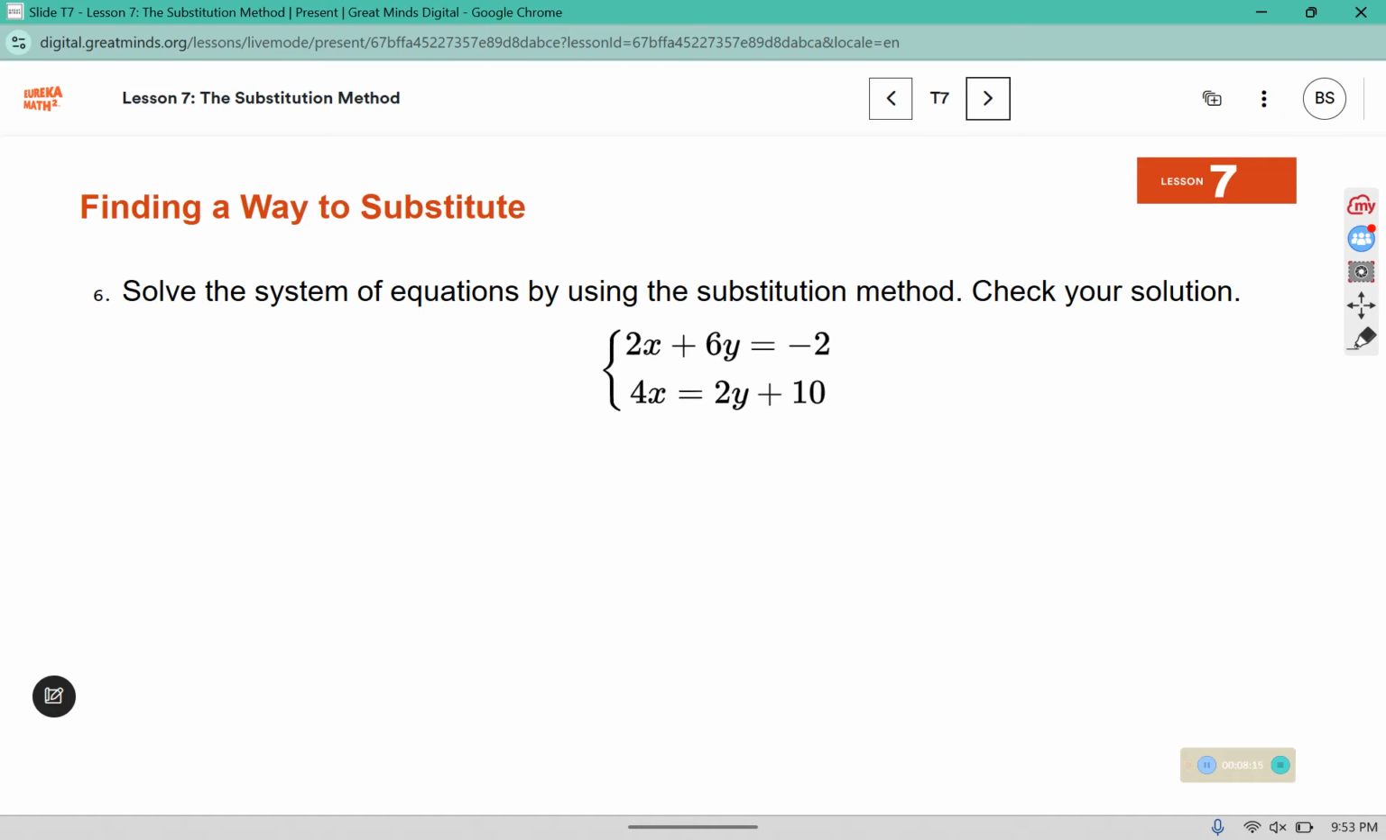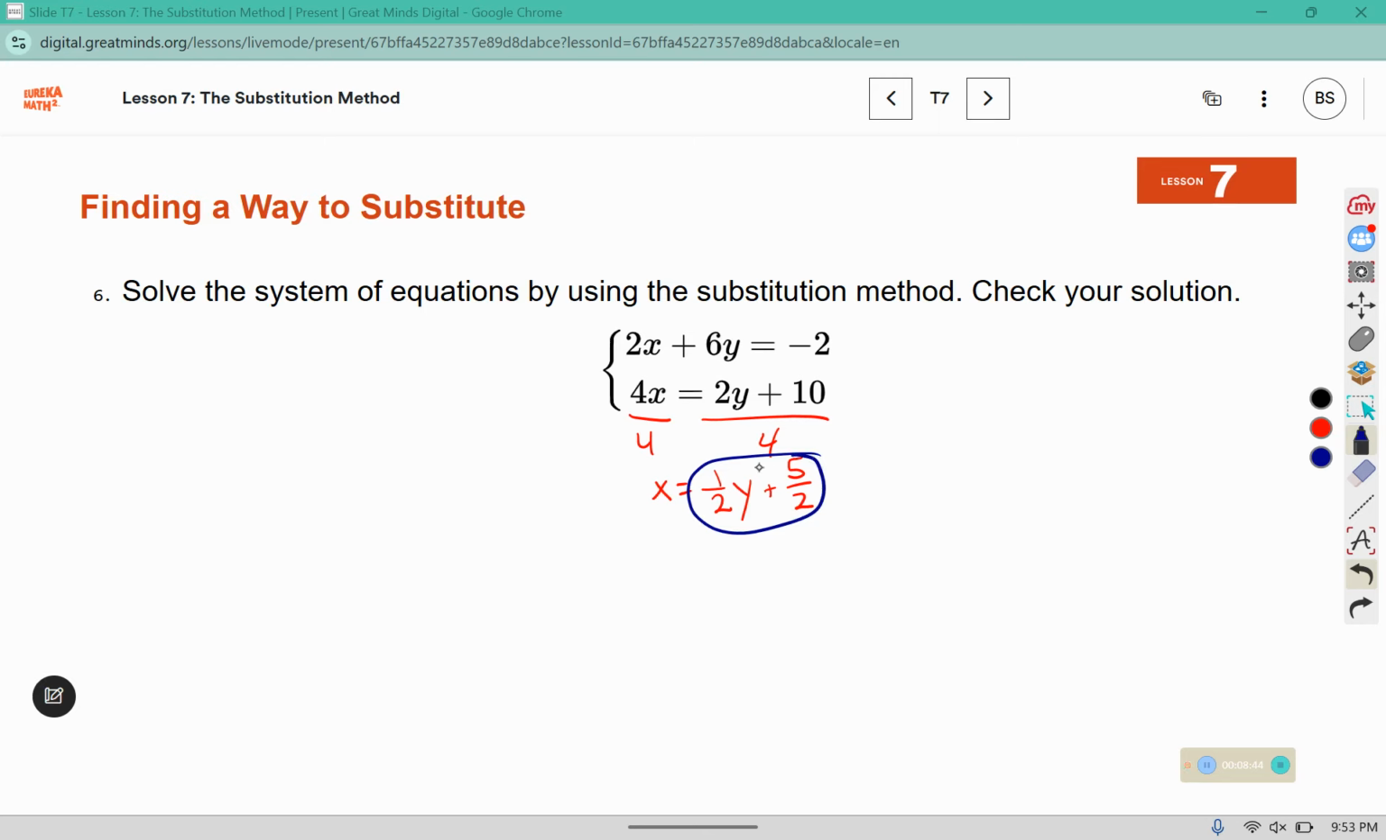Solve this system of equations by using the substitution method. Check your solution. I see here that there's already an x by itself, but I'm going to divide both sides by 4. 2 divided by 4 is 1/2 y. 10 divided by 4 can be 5 over 2. Now I have x alone, so I'm going to replace the x in the other equation with what x is equal to.